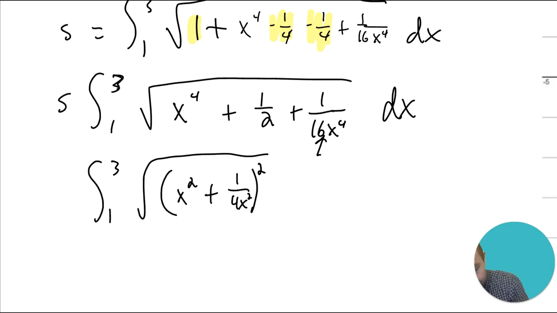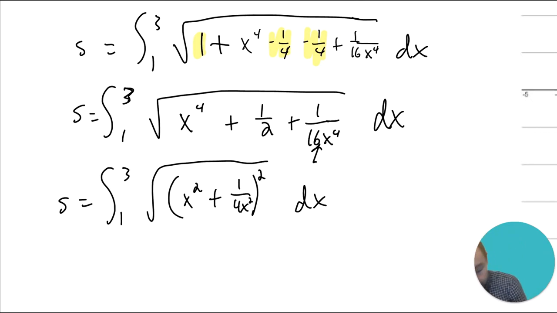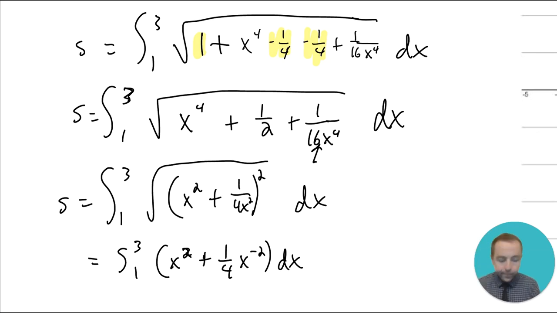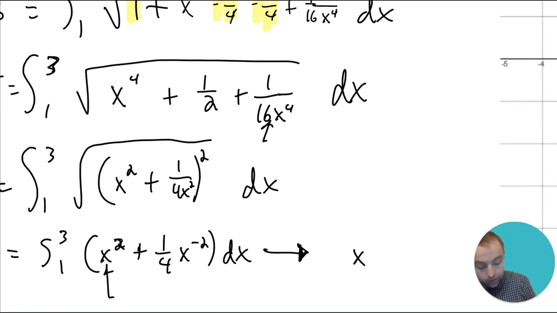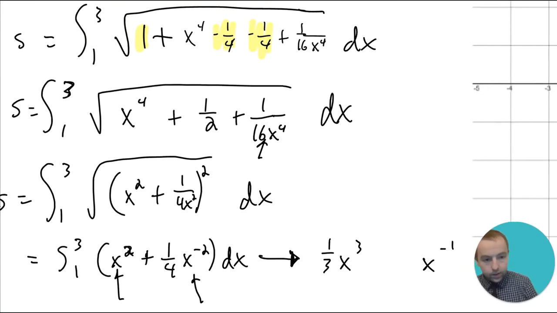So the fact that you have something squared under a square root means it all cancels, so then you just get the integral from 1 to 3 of just x squared plus 1/4 times x to the negative 2 dx. Okay, so now it's pretty easy to anti-differentiate. So this x squared, you're going to have to increase the exponent by 1 and then multiply by the reciprocal. And then this one right here, you're going to have to increase the exponent by 1 and then multiply by the reciprocal of negative 1, which is negative 1, so it just becomes minus 1/4.